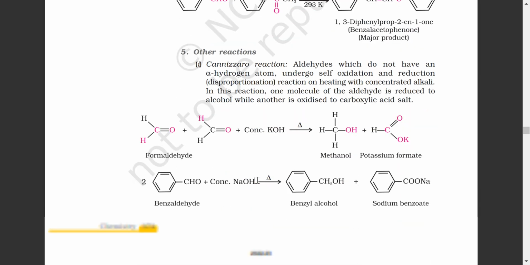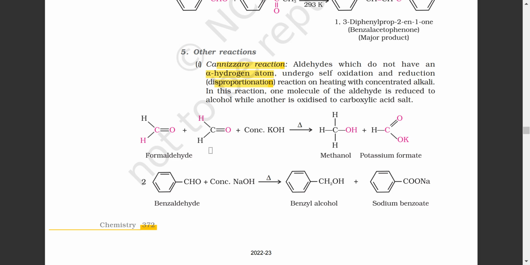Then you have other reactions में Cannizzaro है, aldehydes which do not have an alpha hydrogen atom, they will undergo self oxidation and reduction. Disproportionation reactions कौन सी होती हैं, जिनमें oxidation reduction simultaneously एक ही reaction में होते हैं. तो Cannizzaro भी basically aldehydes खुद से disproportionation reaction they show on heating with concentrated alkali.